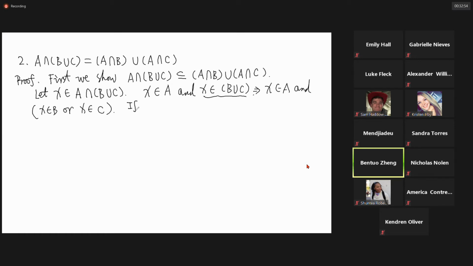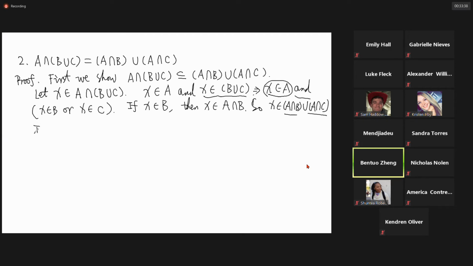So if x is in B, then because x is always in A, you should remember, because this is x in A and x is in B or C. So x is always in A. Then x is in the intersection of A and B. So x is in (A intersect B) union (A intersect C), because you are adding A intersect C to A intersect B, so x is still in the larger set.